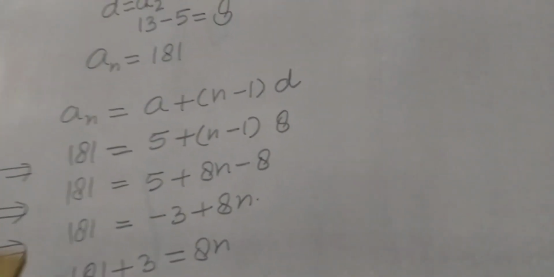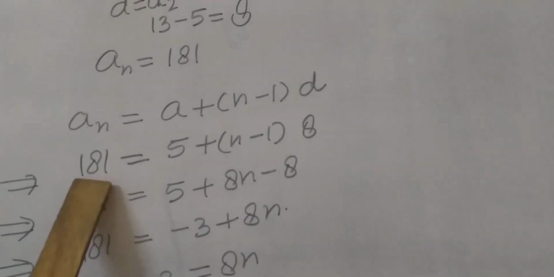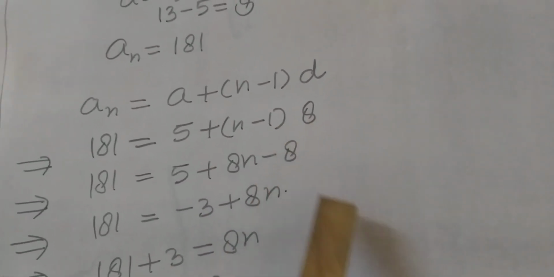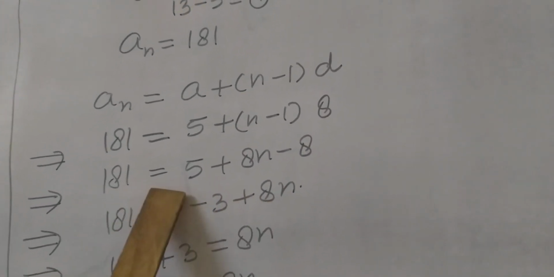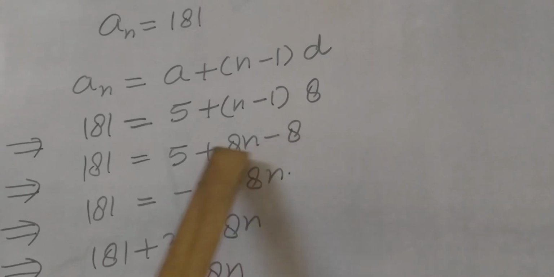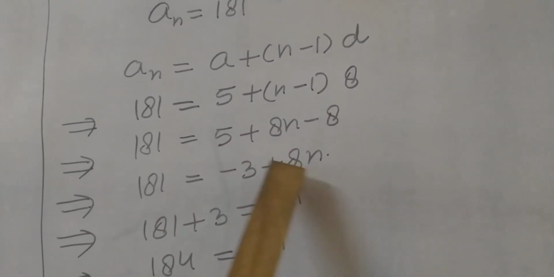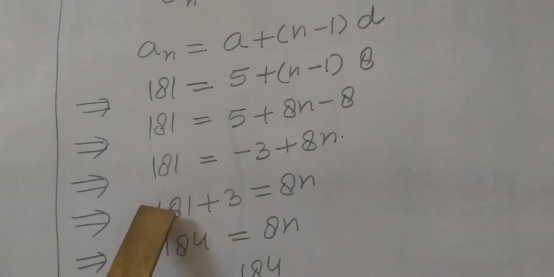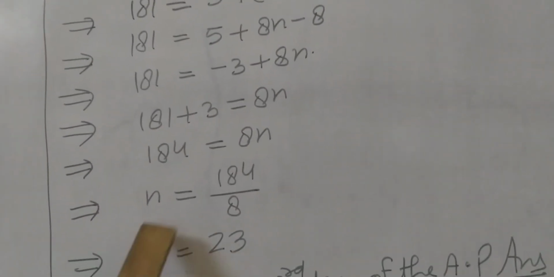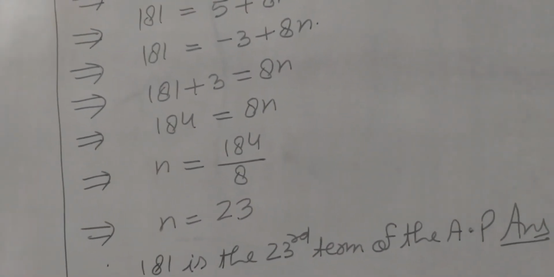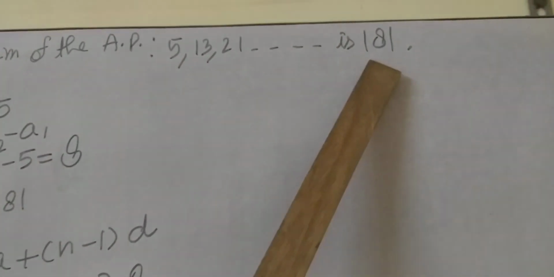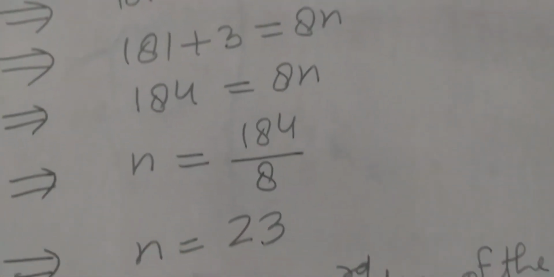Correct? Now we have to solve this equation. We can use BODMAS rule here. First of all, solve the bracket: 8n minus 8. Now students, 181 equals 5 plus 8n minus 8. So 5 and 8 are like terms, so minus 3 plus 8n. Now minus 3 will be transposed to this side. So 181 plus 3 equals 8n. 184 equals 8n. n equals 184 upon 8. n equals 23. So 181 is the 23rd term of the AP.